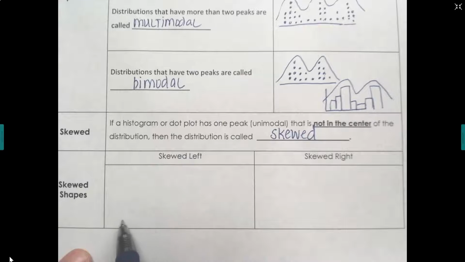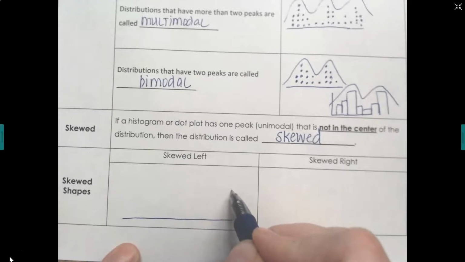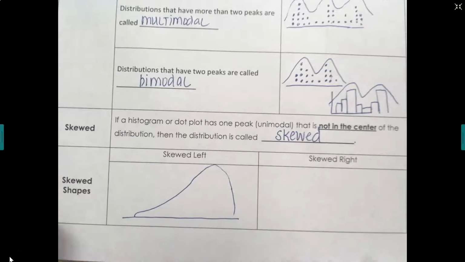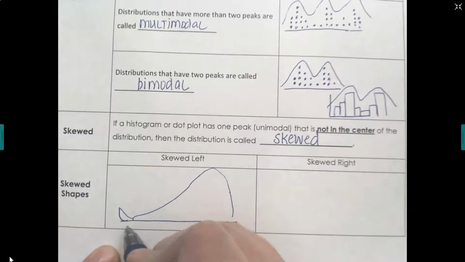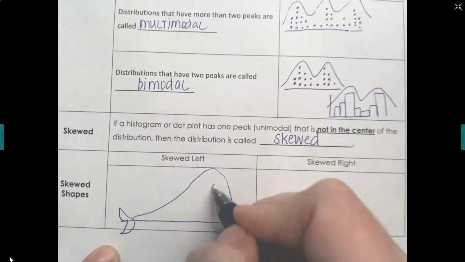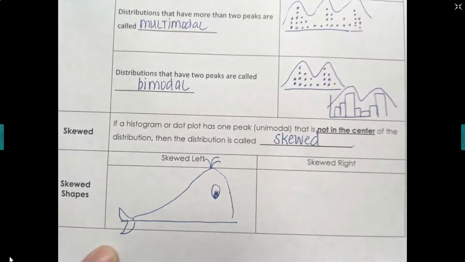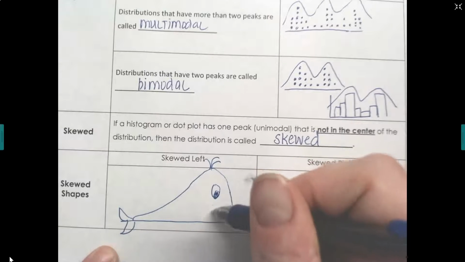Okay, so we had a couple shapes. This is one I'm going to use. I'm going to go up. Here's my mode. That's where my peak is, and then it kind of tails off from there. Here's one way to help you think about it. Draw a little tail on him. There's his eye. So we got ourselves a whale here. The mode is here at the peak, at his water spout.